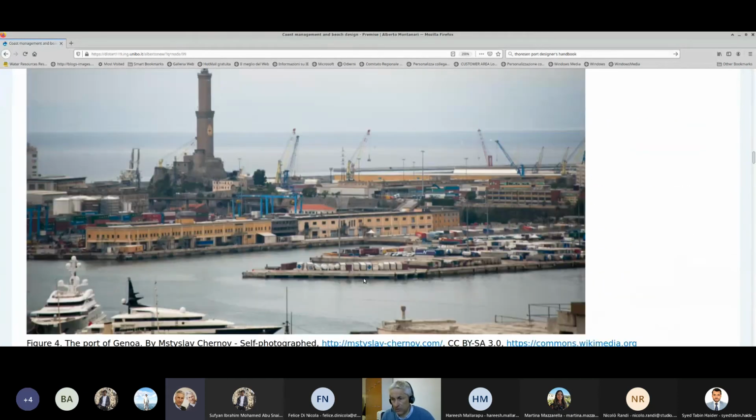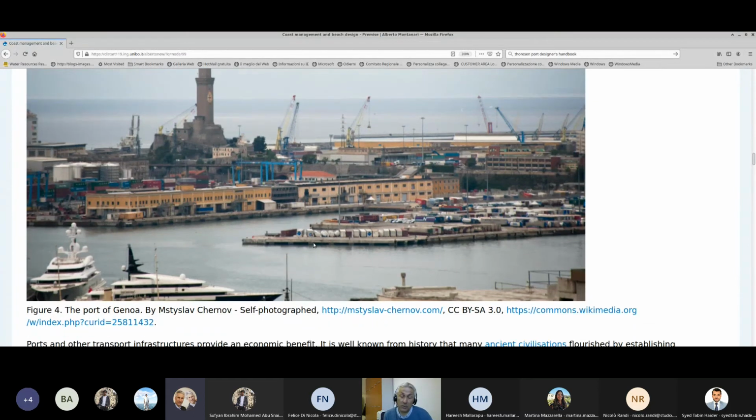Now you see a picture of the port of Genoa, and the port of Genoa, by the way, is something that for the whole of Italy is extremely important. It is one of the major ports of Italy, together with Rome's Civitavecchia, with Naples, together with other ports in Sicily and in the south of Italy. And also the port of Ravenna. The port of Ravenna is extremely important from a commercial point of view.